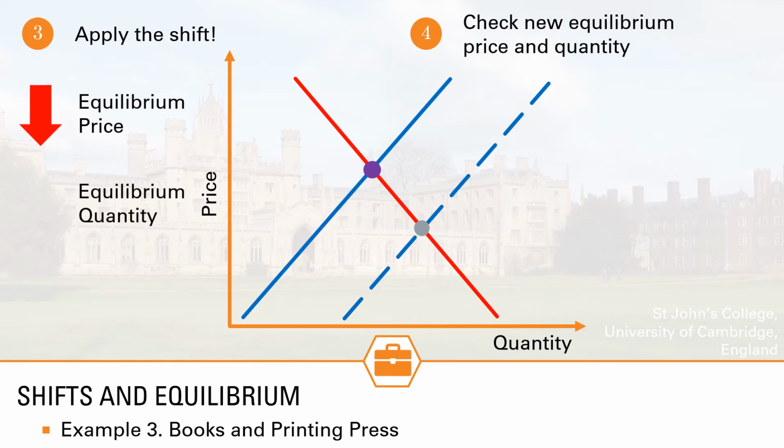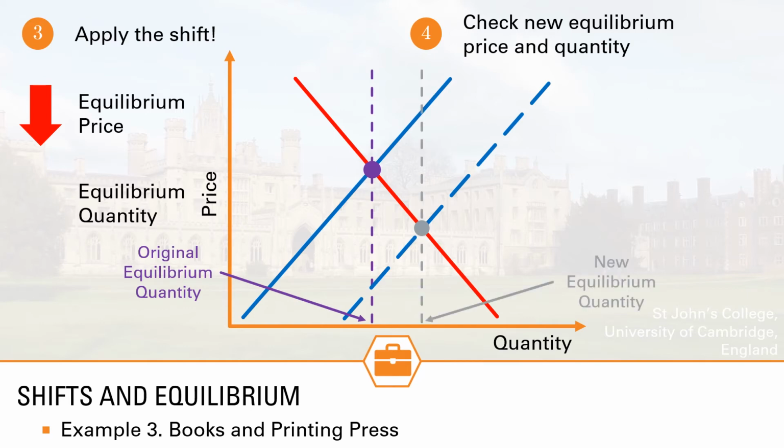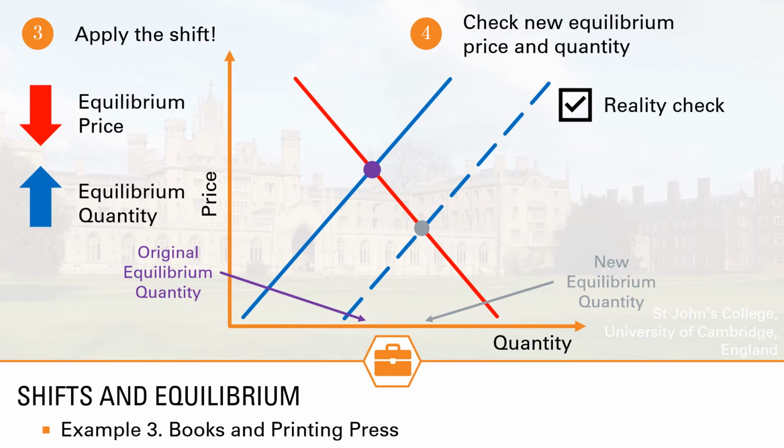Let's check equilibrium quantity. That's our original one there, and that's a new one there. Notice this goes from here to here, right? The equilibrium quantity goes from here to here. We increase. Now there's more books. Not only do we have more books, we have more books for less of a price.